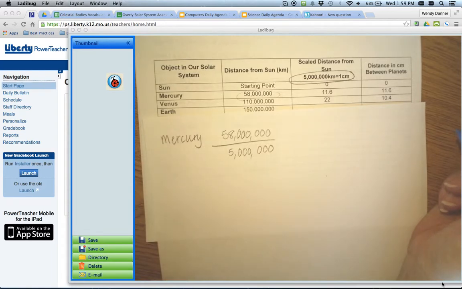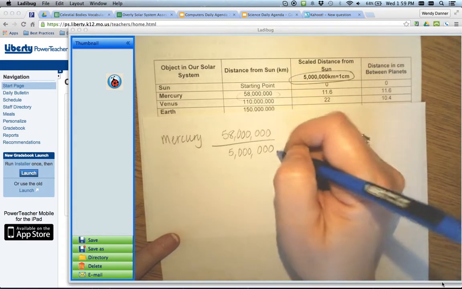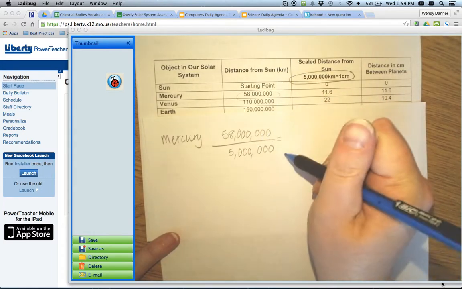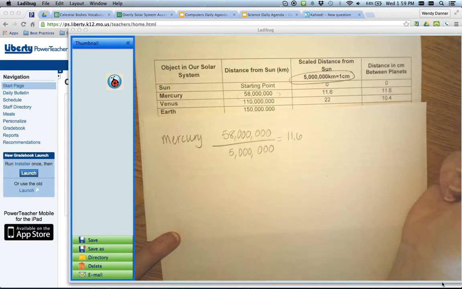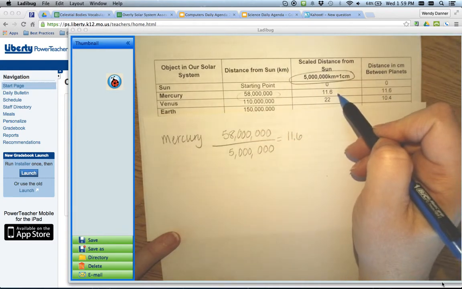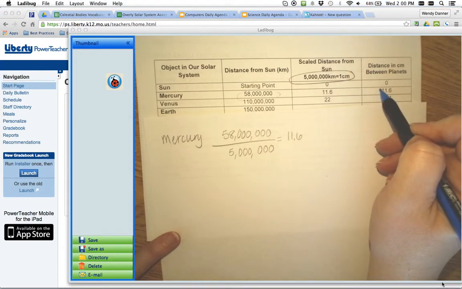Again, think about it this way. You're taking something really big, and I want to make it smaller, so I'm going to be dividing. 58 million divided by 5 million, that is. It's going to give you 11.6, which they have right here. Okay? The distance between the planets is 11.6.